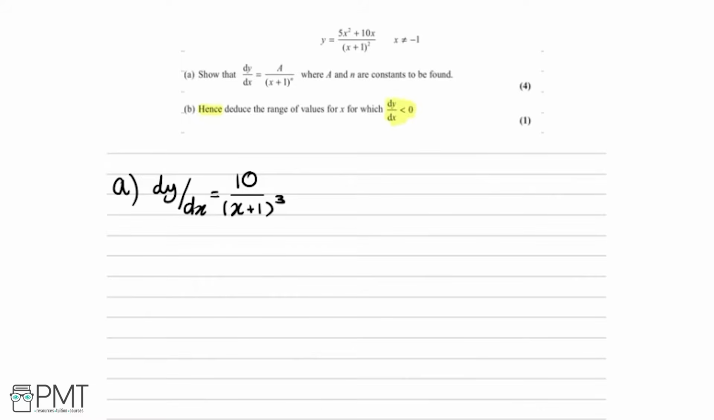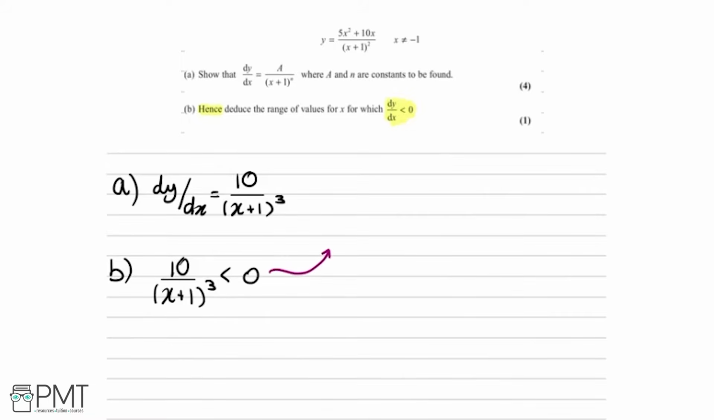So it says dy by dx is less than 0. Well, we know what dy by dx is from part A. So what I'm going to do here in part B is replace dy by dx with what we worked it out to be. So that's 10 over (x plus 1) to the power of 3 is less than 0. Brilliant. Now this is what we're going to try and solve, and find the range of values for x for which this is true. Now we need to think about this quite logically.